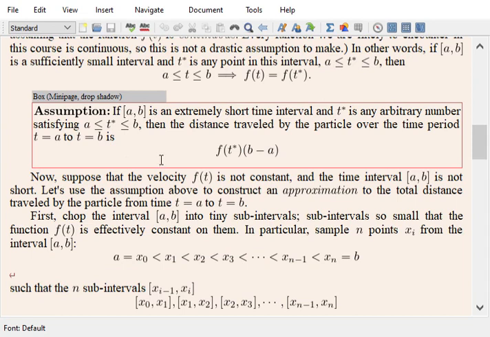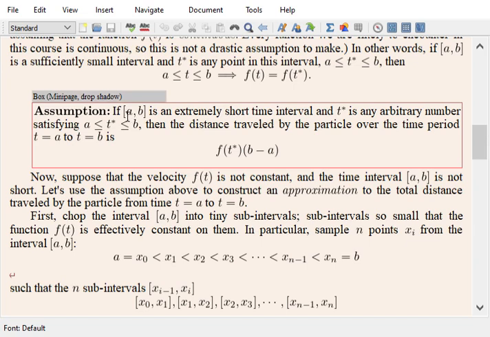Okay, so to put this in other words, we have the following big boxed assumption. And I'm putting this in a big box because this assumption is going to play a key role in a lot of what we do in the coming weeks. Really, in deriving a lot of calculus formulas, this assumption plays a key role, at least in understanding it intuitively.